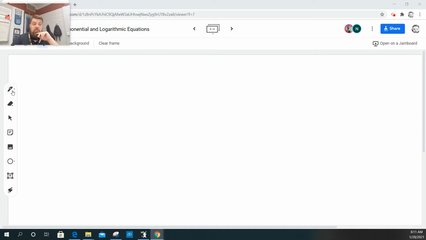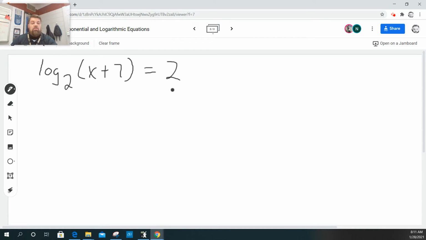So the next thing I want to talk about is this problem here, log base 2 of x plus 7 is equal to 2. So we can solve this fairly easily.